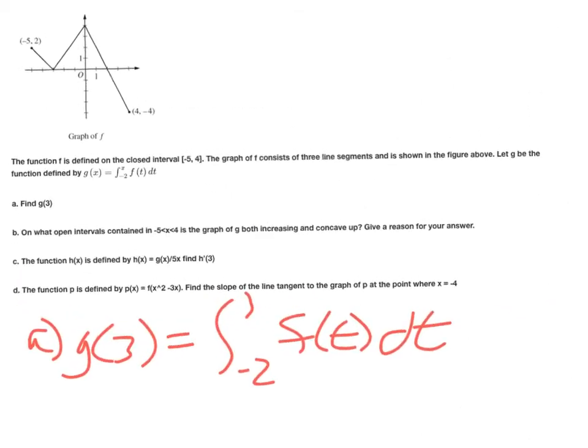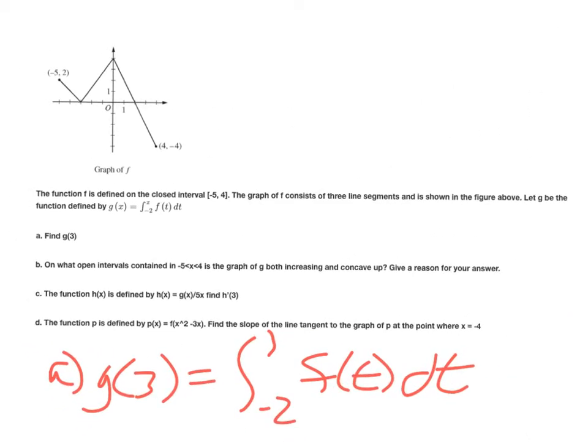So g of 3, need to not be writing with white on white. G of 3 would be the definite integral from -2 to 3 of f of t dt. And so because it's linear, we're just adding up and subtracting different shapes. I'm going to make this a little bit bigger so we can see this picture a little clearer here.